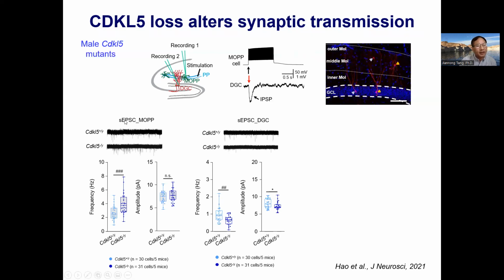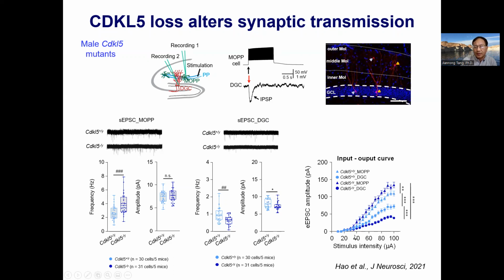So this shows two recording pairs in the same slice. She first evaluated the spontaneous EPSC in both MAP cells and the dentate granule cells. And she found that the frequency of the sEPSC in MAP cells is increased after CDKL5 loss. But both frequency and amplitude of sEPSC in dentate granule cells are decreased. So, a weaker excitatory synaptic transmission in the dentate granule cells.